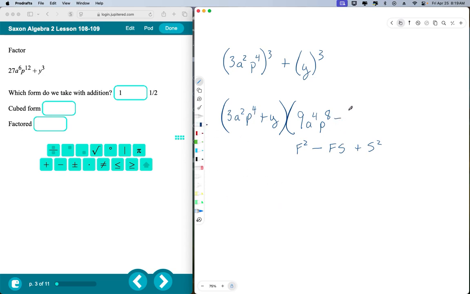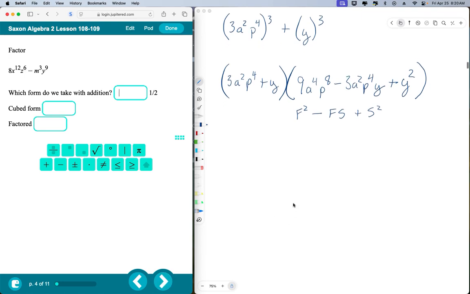Minus first times the second, plus second one squared. I don't have to write that out. I can do that one right there just like that. That's it. That is all you're doing for all of these problems. It's not hard. It just takes time to go through all of them.